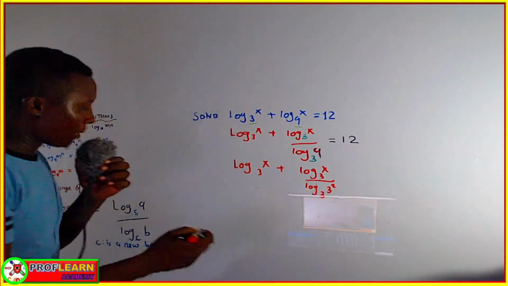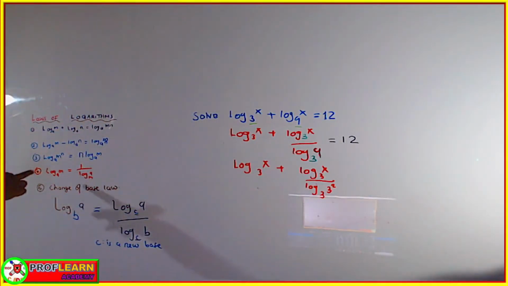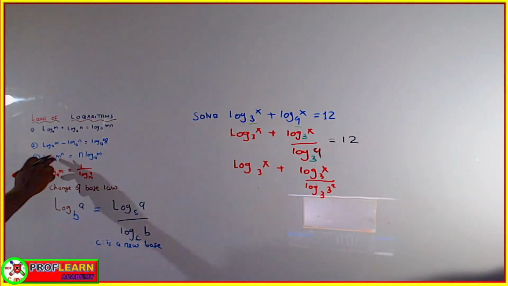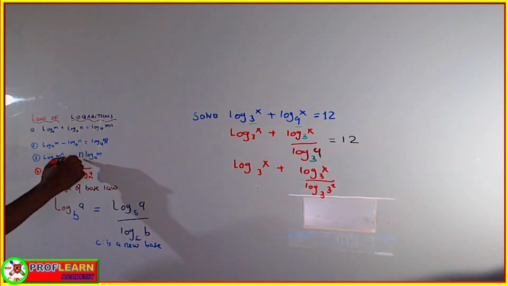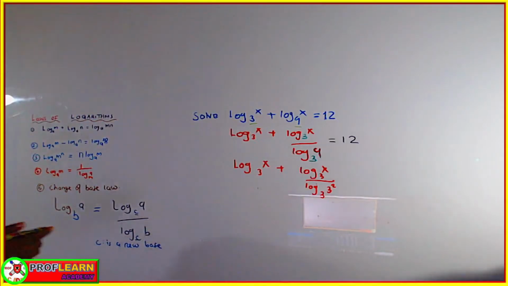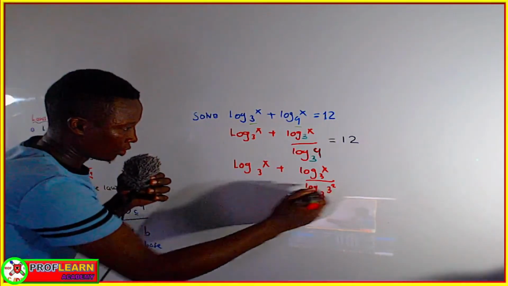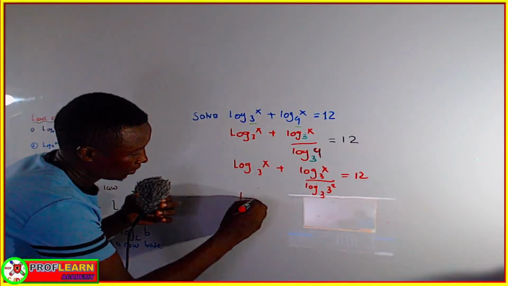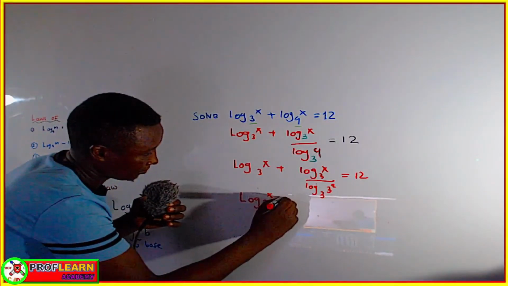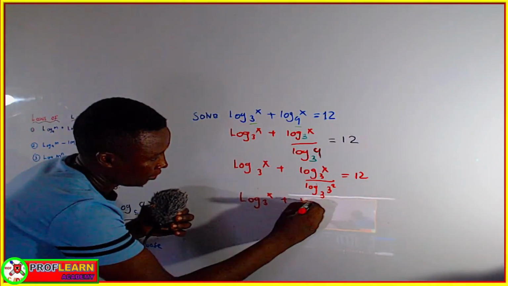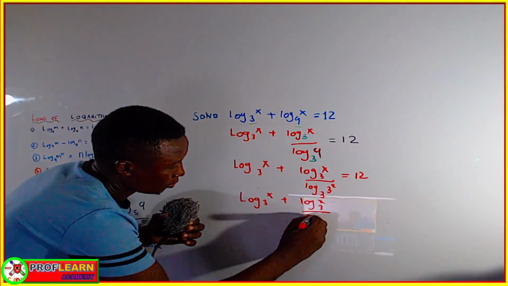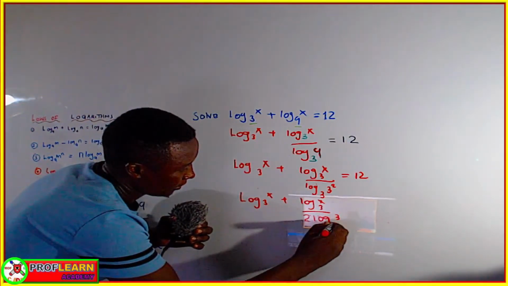So remember, there is this law number 3. If you have log m power n base a, you can take the value n, the power, behind the log. You can take the number 2 behind the log, so we end up having our 12 at this particular point, and this becomes log of x base 3 plus log x base 3 over 2 log 3 base 3.